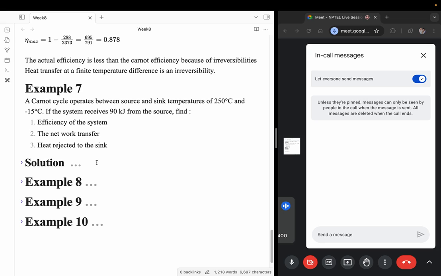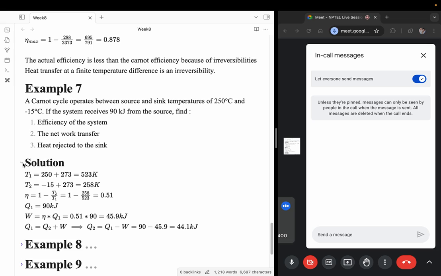So this is again, as we said before, you have 5 parameters: Q1, Q2, T1, T2, and W. And then you have two equations. One is the first law, that is Q1 equal to W plus Q2. And from the Carnot equation, you have Q1 by T1 is Q2 by T2. So with these equations, you can have at most two unknowns.